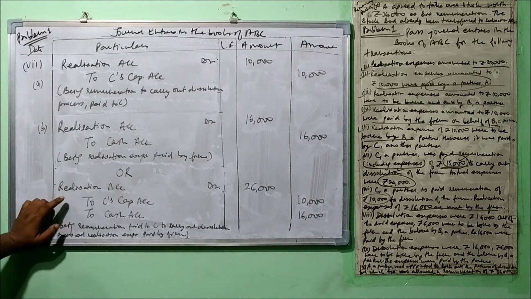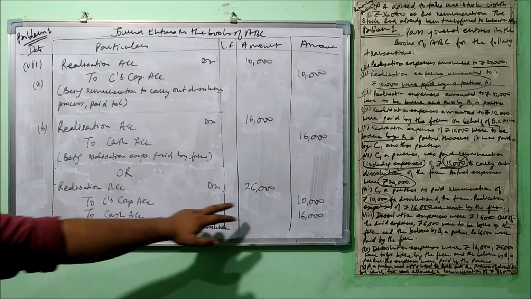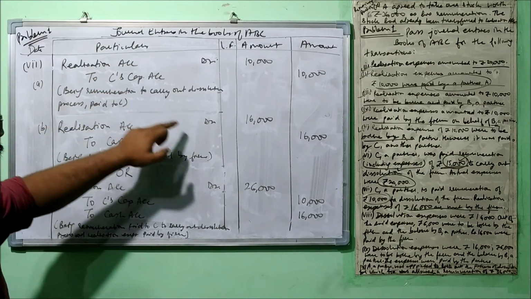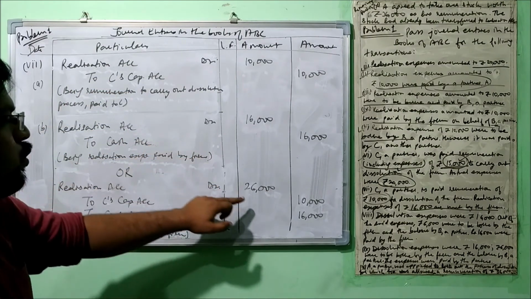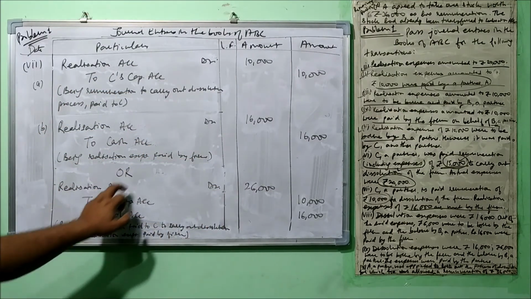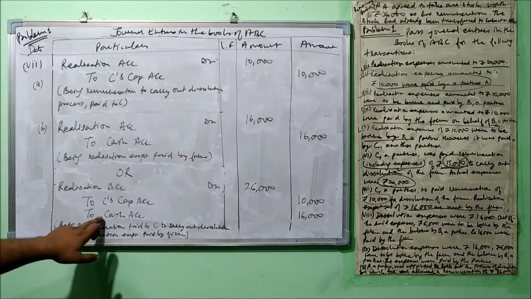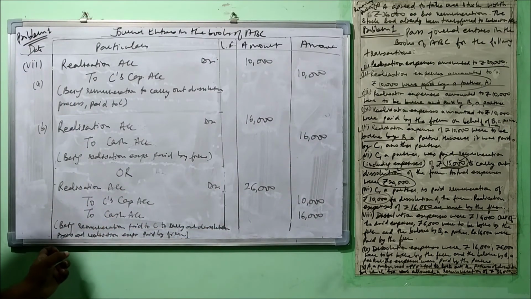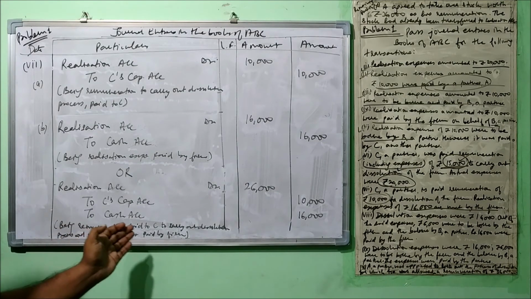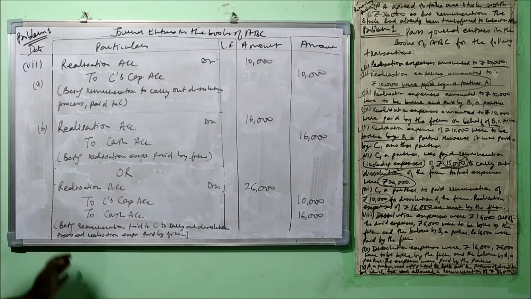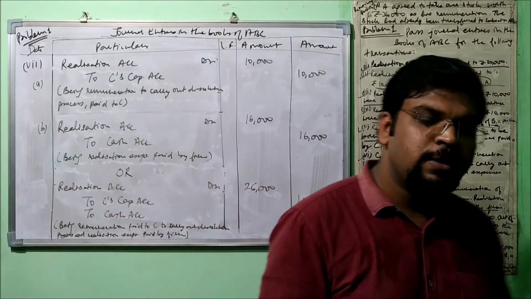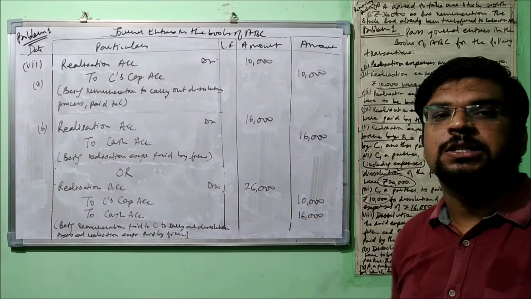How? Realization account debit 26,000, 10,000 plus 16,000, because here also it is debited and here as well you can see. So 26,000 total. To C's capital, this 10,000 comes here. To cash account, this 16,000 comes here. And the narration can also be compound: being remuneration paid to C to carry out dissolution process and realization expenses paid by firm. Understood? So this is the last situation that we discussed so far.